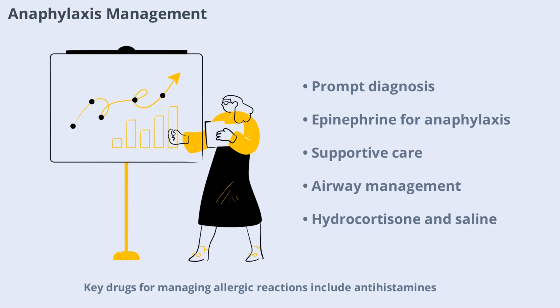Key drugs for managing allergic reactions include antihistamines, epinephrine, and hydrocortisone. Pheniramine maleate is used for slow-onset skin reactions, while epinephrine is the treatment of choice for anaphylaxis. Epinephrine rapidly resolves symptoms by reversing histamine action and blocking further release. Adult dose is 0.3 mg IM, or 1 to 3 milliliters of diluted solution IV.